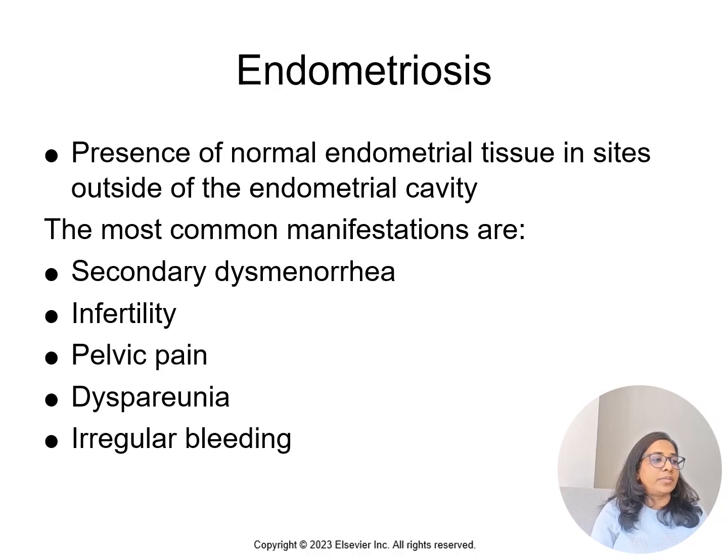Next condition is endometriosis. What it means is the presence of normal endometrial tissue outside the endometrial cavity. The endometrium is the innermost layer of the uterus, so if that endometrial tissue is present anywhere outside that cavity, it's called endometriosis. Clinical manifestations usually are dysmenorrhea, or painful menstruation, infertility, pelvic pain, dyspareunia. Dyspareunia means painful sexual intercourse. Irregular bleeding too. All of these are signs and symptoms.